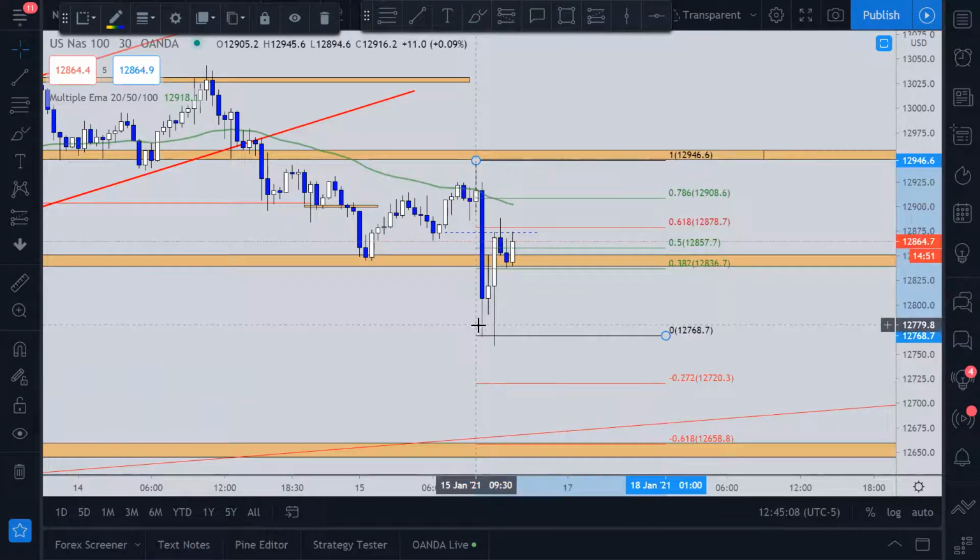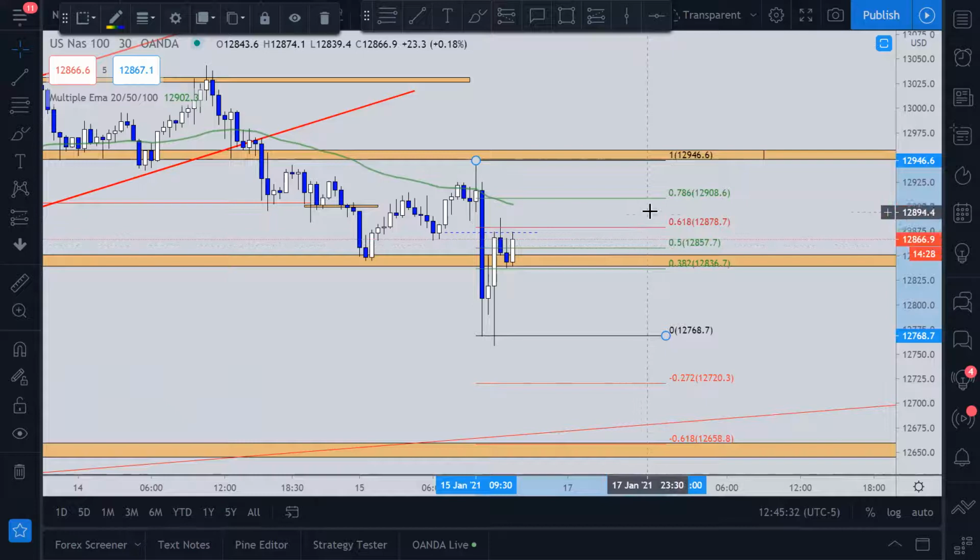Now, this gives us a measurement of what the correction is. And the correction usually goes to the hot spot, which is the 618 fib. This is the most frequented of all the Fibonacci levels. The 382 comes in a close second, followed by the 50, a close third.